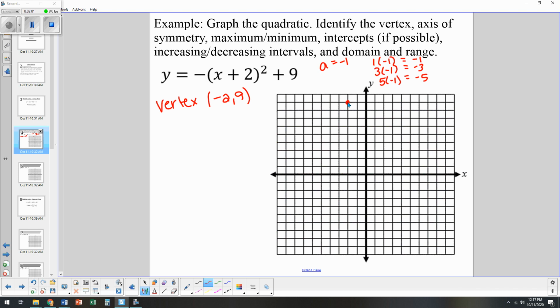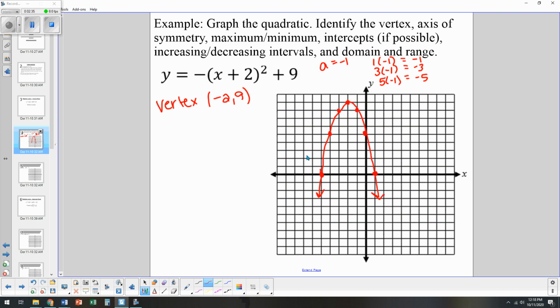This means when I go over 1, I should be going down 1. And then when I go over 1, I should be going down 3. And then when I go over 1, I should be going down 5. I'm going to do the same thing on the left side. Over 1, down 1. Over 1, down 3. Over 1, down 5. Right? That was the 1, the negative 1, the negative 3, negative 5. And I'm going to connect my dots and make it look like a U the best I can, and put arrows on both sides.